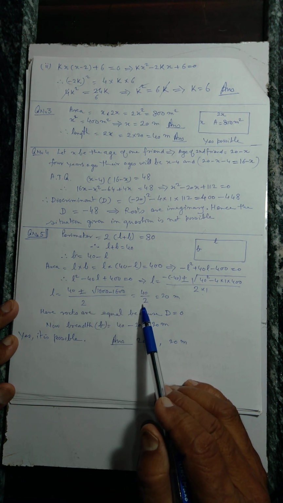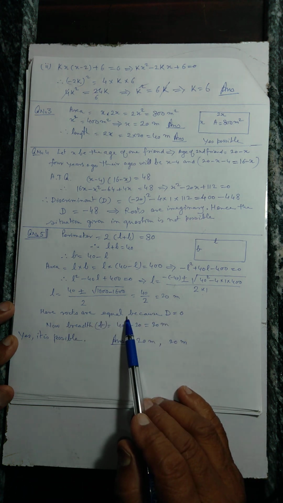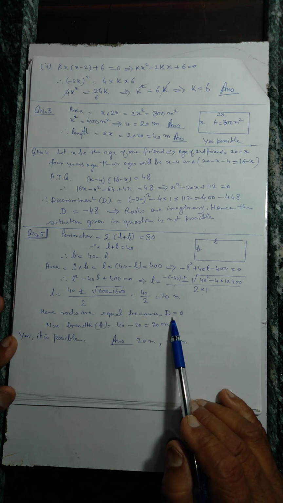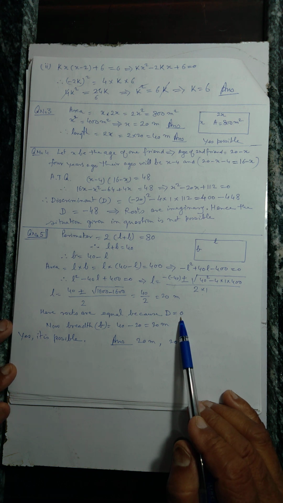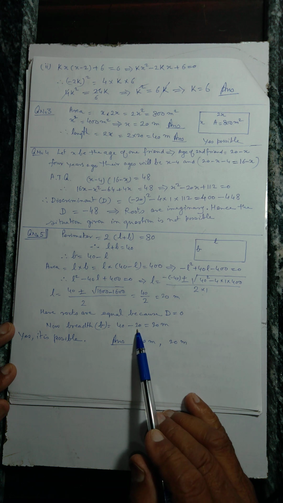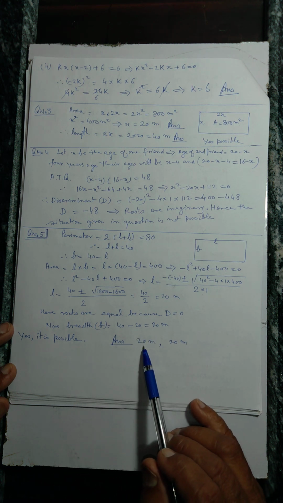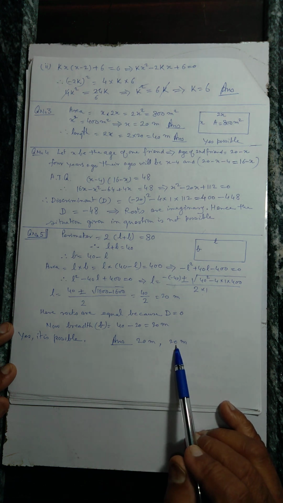So 40 divided by 2, that is equal to 20 meters. Here the roots are equal because discriminant is equal to 0. Now the breadth B is equal to 40 minus 20, that is 20 meters. Yes, it is possible, and the answer is 20 meters and 20 meters.